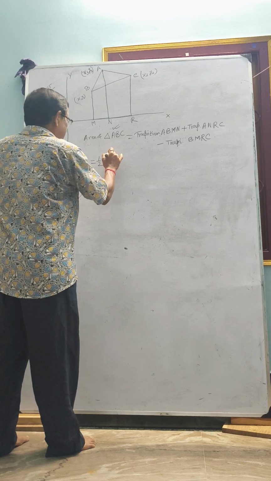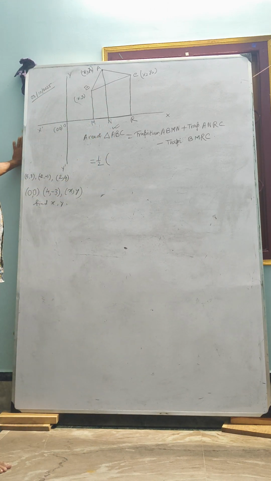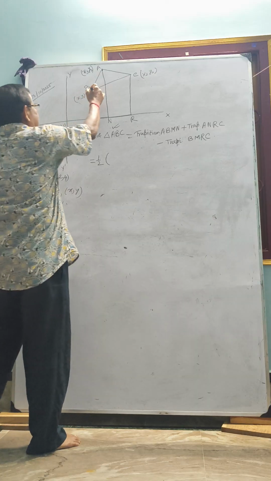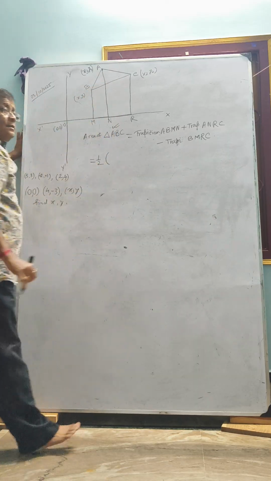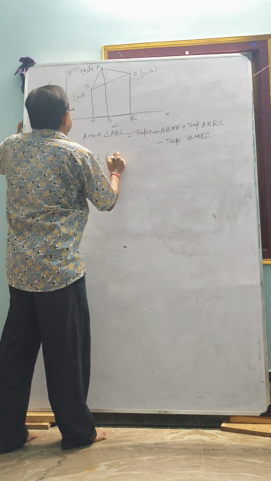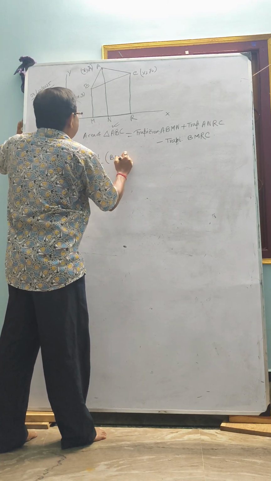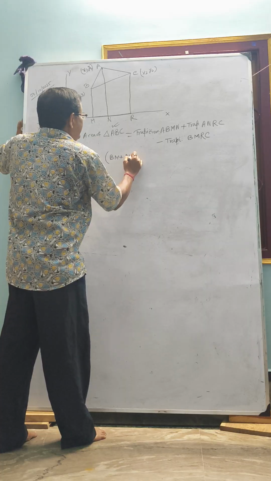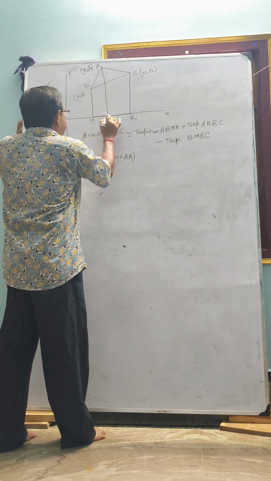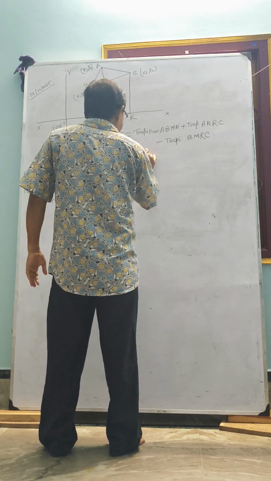Now, we know that the area of the trapezium is equal to half into the sum of the parallel lines, that is BM plus AN, into the height, the distance between the two parallel lines, that is MN. No problem, that is MN.